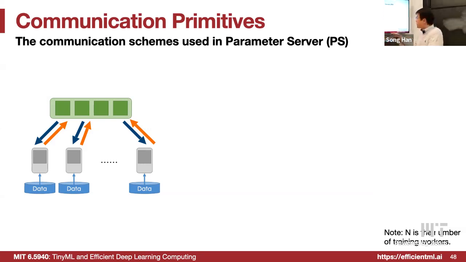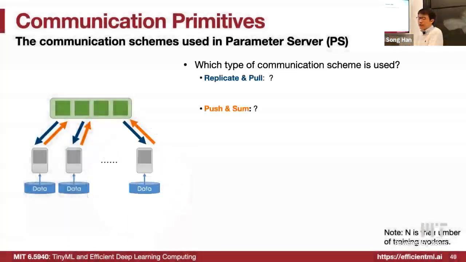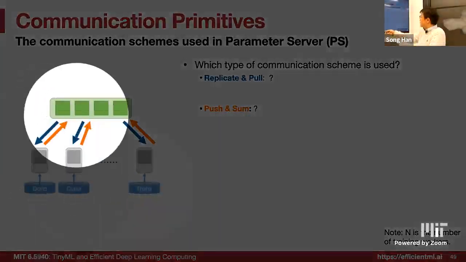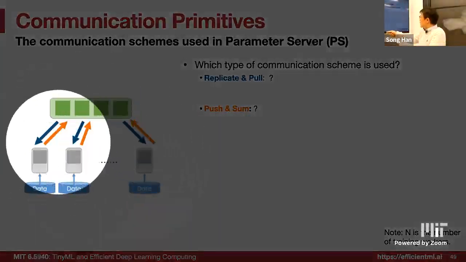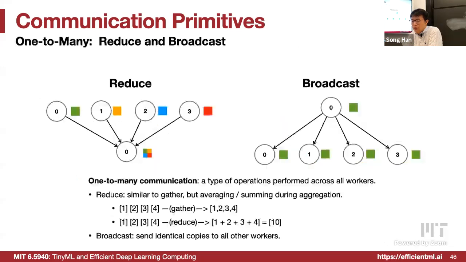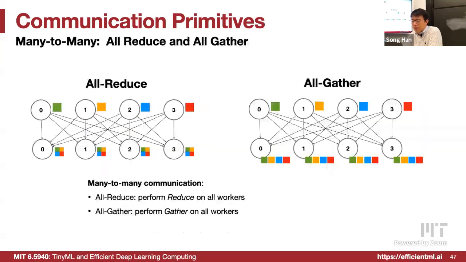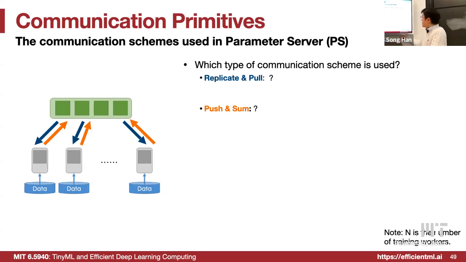So we just talk about parameter server, and then we have many workers. They have a different replica of the training data. So which type of communication scheme is used when we are replicating in the blue part versus in the orange part when we are pushing and summing the gradients? So we have all reduce, all gather, reduce, broadcast, scatter, gather, send, and receive. During the orange and blue operation, which communication primitive are we using?